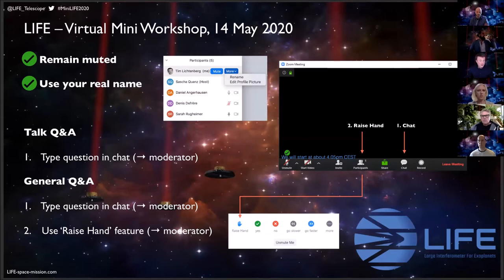In the talk-related Q&A sessions, please use the chat window to enter your question. You can find that if you click on chat at the bottom of the screen. Type your question and send it to all the participants. The moderator of the session will read it out loud to the presenter, and they will answer the questions. In the more general Q&A, which we hope will last the whole workshop until about 6 p.m. CEST, you can also use the raise hand feature of Zoom. You can also type your question, which will then be read out loud by the moderator, but you can also use the raise hand feature. You can find this if you click on the participant list, and then on the right-hand side of your screen, there should be a pop-up with this raise hand feature. If you click that, you will be shown as having your hand raised, and the moderator will then pick you, unmute you, and you can ask or comment.